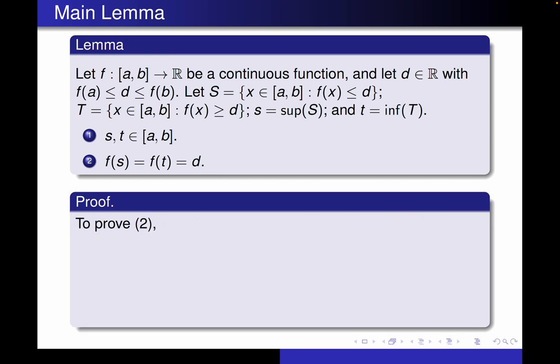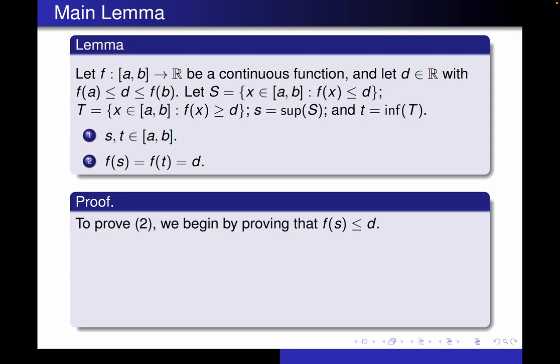So now we're going to prove 2. That one's a little bit more challenging. We're going to have to prove that one in 2 parts. The first part is we're going to try to prove that f of s is less than or equal to d. The second part of the proof is proving that f of s is greater than or equal to d, and then we'll put those two together to prove that they're equal to d.